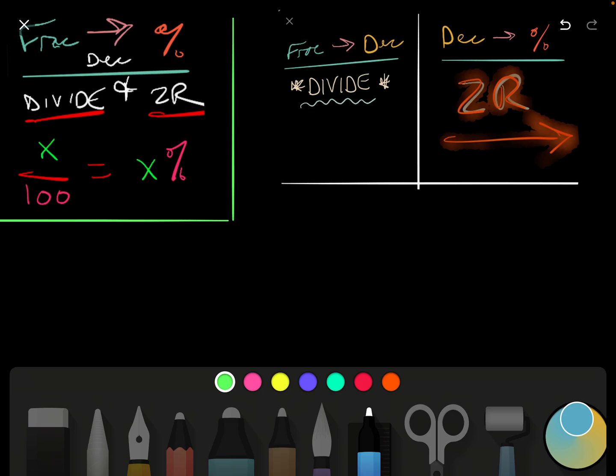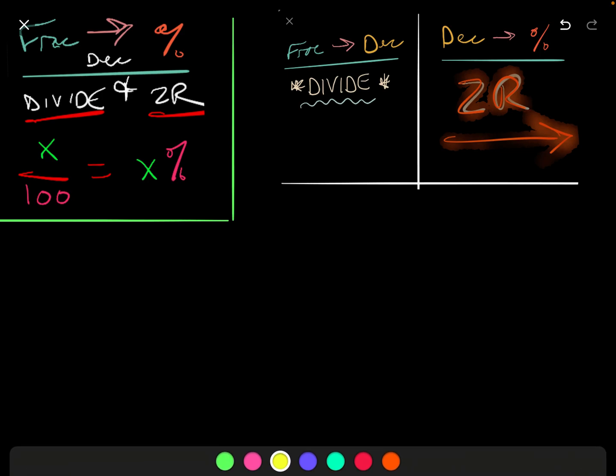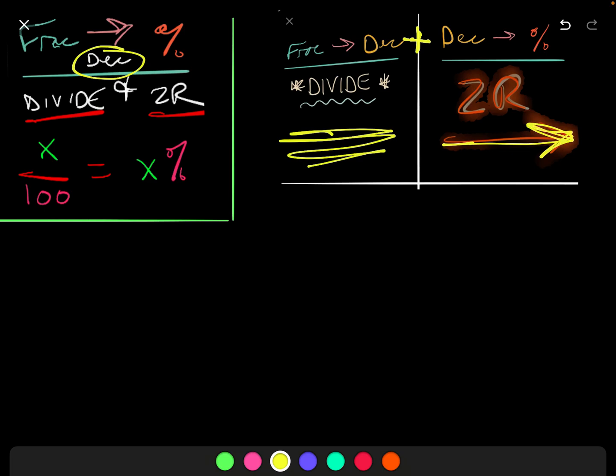Fraction to percent is really a combination of going from fraction to decimal, when in doubt, divide it out, and then going from decimal to a percent, which is just going 2 place values to the right. So it's kind of like taking a step into decimalville, fraction to decimal, and then decimal to percent. It's a combination of two conversions that we already know how to do. All you have to do is take your fraction, divide it out, and then swing your decimal 2 place values to the right, and that'll get you from a fraction to a percent.